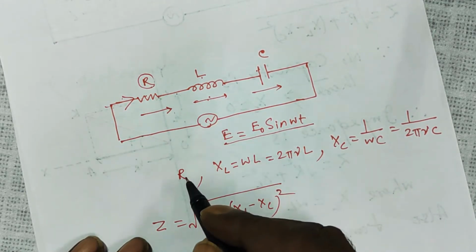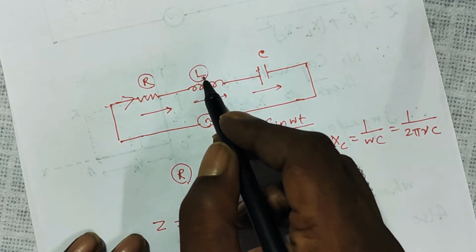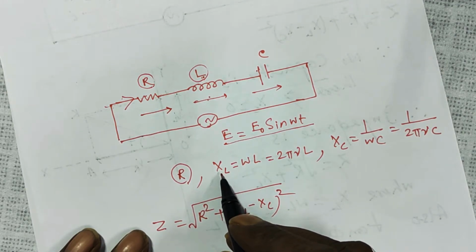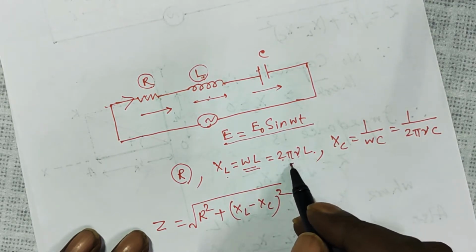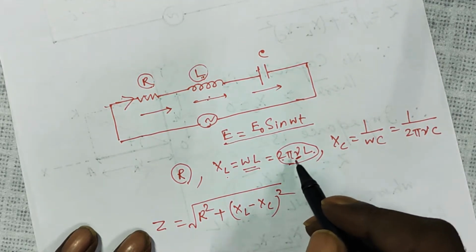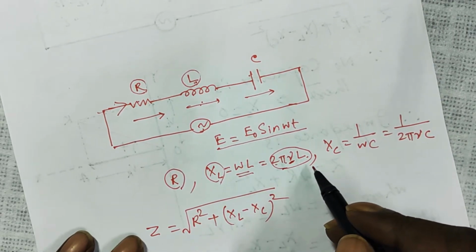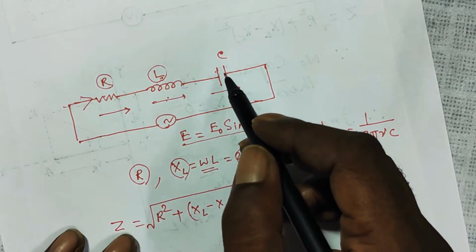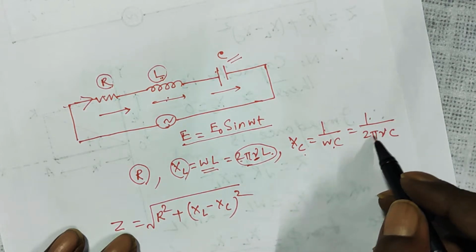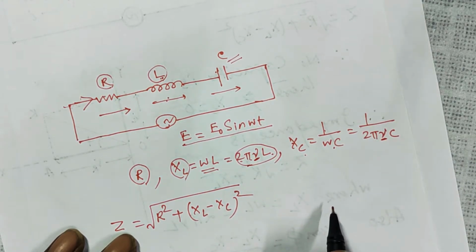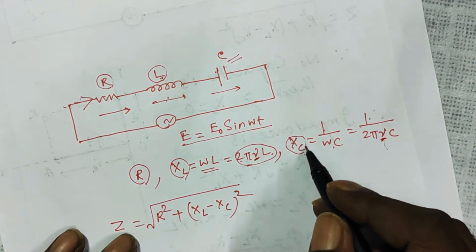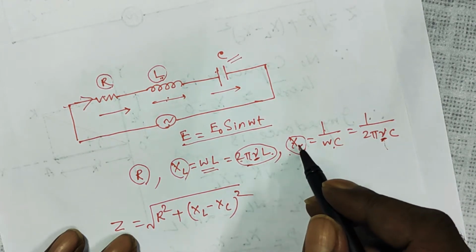The resistance offered by this coil to this circuit was called inductive reactance. The symbol was XL, it was omega L, 2 pi nu L. It depends on frequency. If nu increases, this part will increase. Similarly, the resistance offered by the capacitor to this circuit was XC, 1 by omega C, that is 1 by 2 pi nu C, depends on nu. So nu is in the denominator; if nu increases, this decreases, and if nu decreases, this increases.